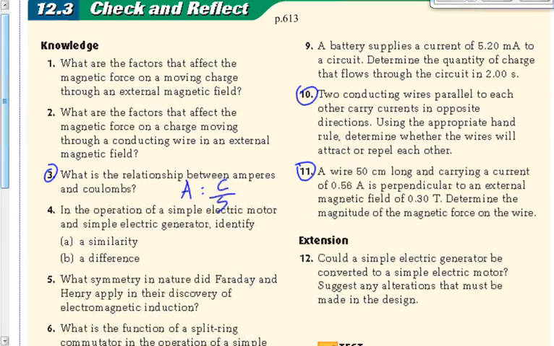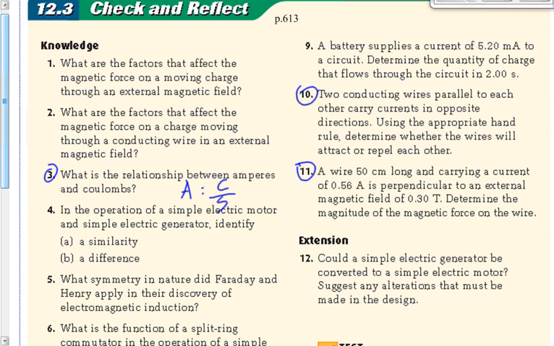10. Two conducting wires parallel to each other carry currents in opposite directions. Using the appropriate hand rule, determine whether the wires attract or repel each other. Those of you who were here on Friday and wrote the quiz, remember I said on Friday, one of the quiz questions was very much like one of the homework questions? You guys remember that? Okay, I can't remember exactly how that question was phrased on Friday. It wasn't exactly like this, but you can tell it's pretty much the same question, right?